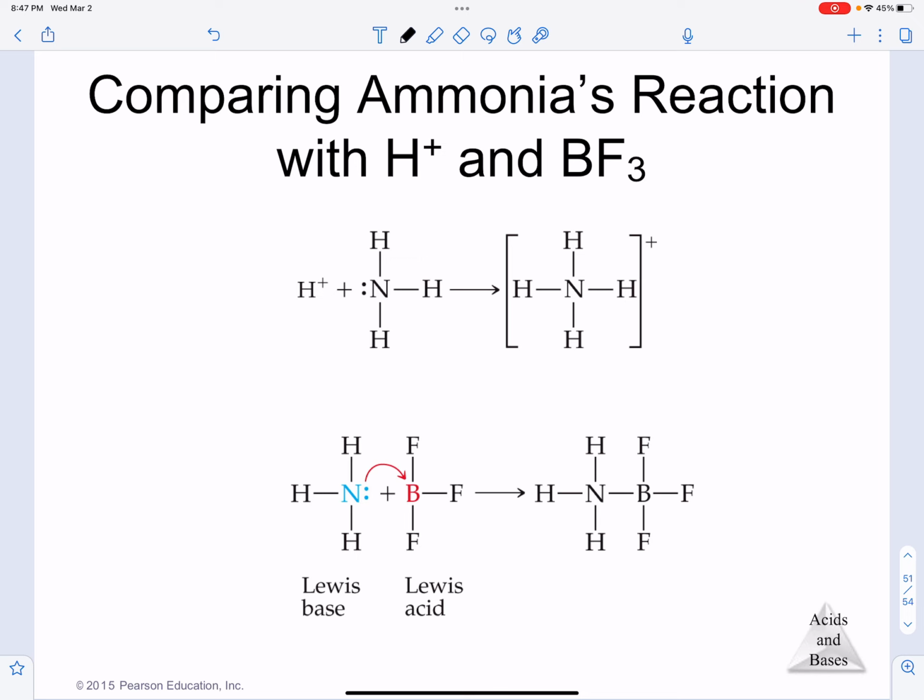And last but not least, it's going to be what we call a Lewis acid. So a Lewis acid is going to be a substance that can accept a lone pair.